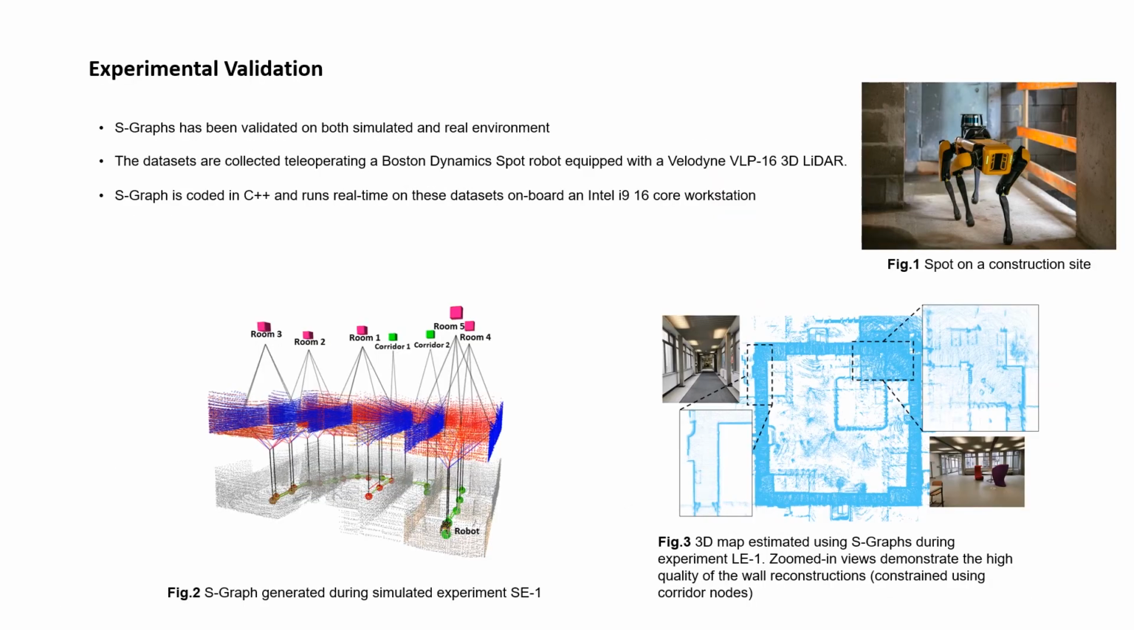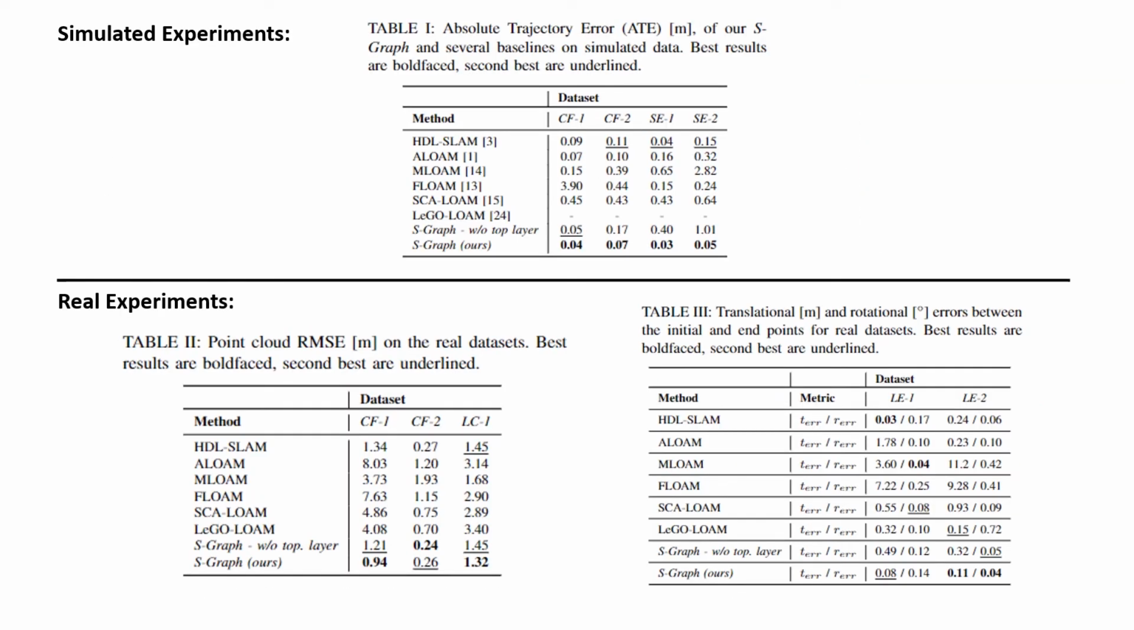S-graphs has been validated on both simulated and real environments. The data sets are collected teleoperating a Boston Dynamics Spot robot equipped with a Velodyne 3D LiDAR. S-graphs is coded in C++ and runs in real time on these datasets on board an Intel i9 16 core workstation. As can be seen in Tables 1 to 3, both in simulated experiments and real experiments, S-graphs obtain state-of-the-art accuracy when compared to 6 state-of-the-art SLAM-based techniques.